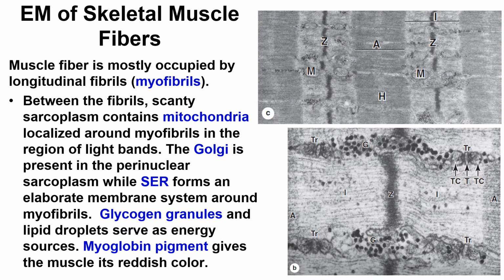In the intermyofibrillar region, near the I band, you will see the mitochondria, and we refer to it by this letter M. The lower figure shows parts of three myofibrils. In the intermyofibrillar region, we see the glycogen granules, these black dots, and together with lipid droplets, they provide muscle with energy.